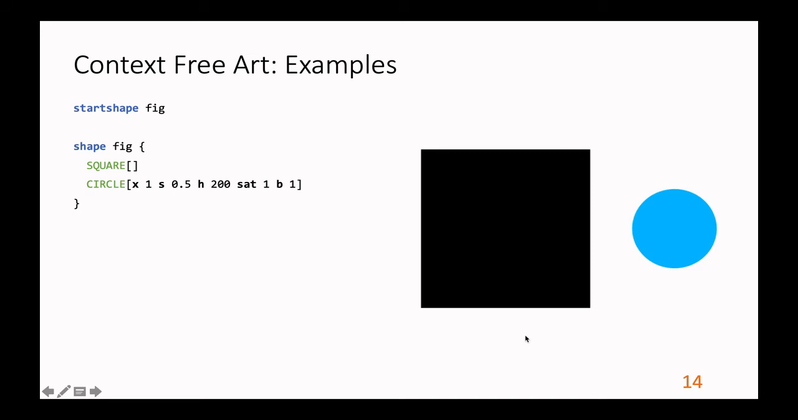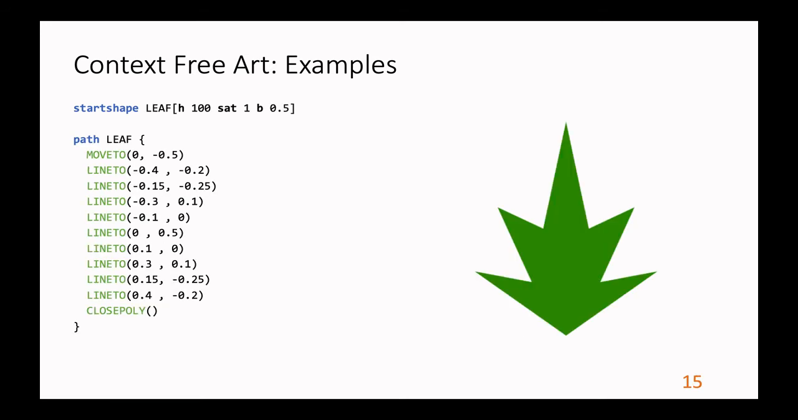But Context Free lets us define our own primitives, our own terminal symbols. For example, this is a definition of a new path that resembles a leaf, using some well-known drawing controls like move to this position, draw a line here, draw a line there, and of course we can use attributes again to modify how these symbols look when they are drawn. In this case, it has been modified to be green.